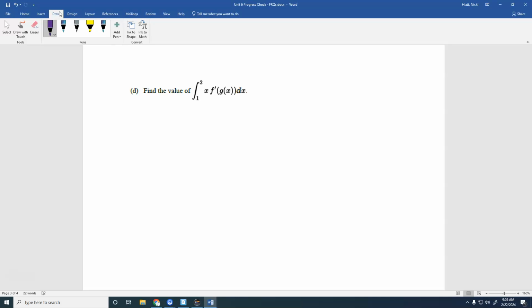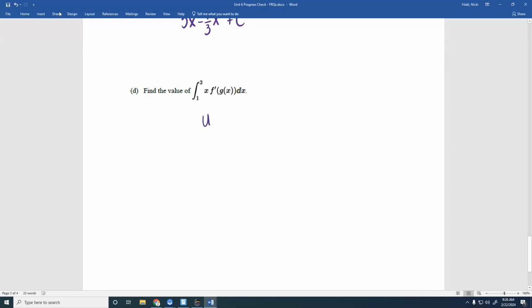Okay. Let's look at this problem. Actually, no, we could have done this one already. We could have. Because u, what does u need to be for this problem? G of x. What was g of x? 5 minus x squared. So I was wrong about this. We could have done this one anyway. Well, it won't hurt to do it now.